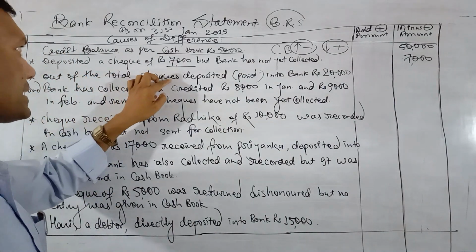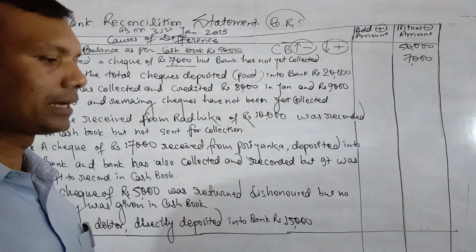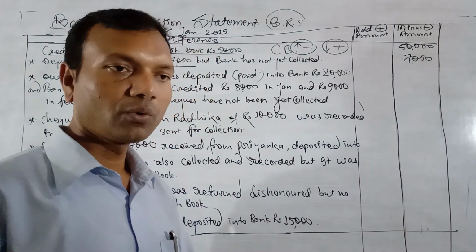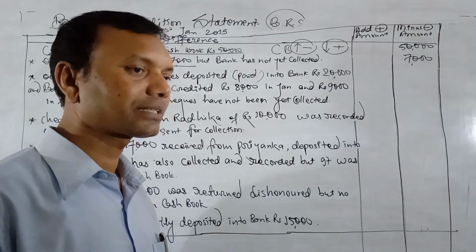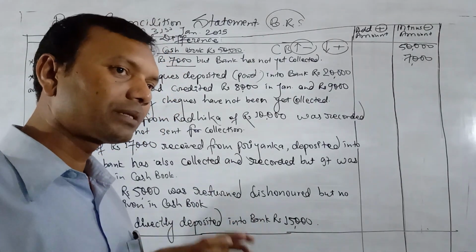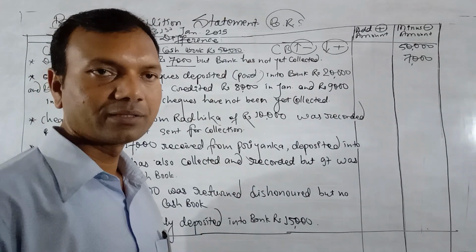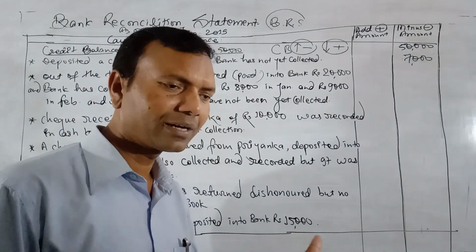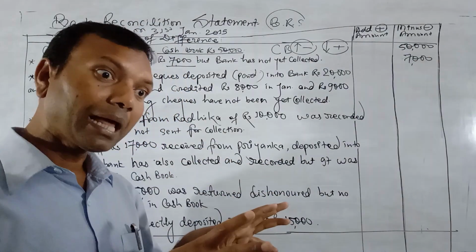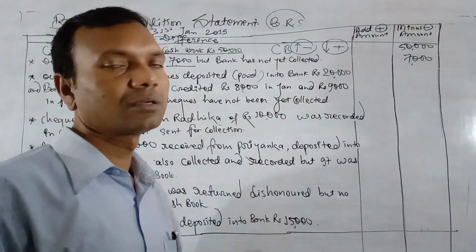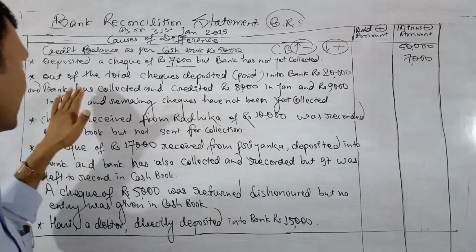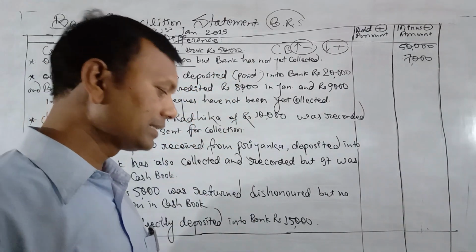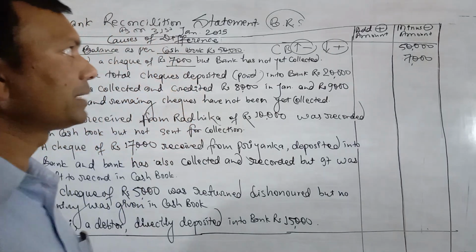Out of total checks deposited or paid into bank, we have deposited different checks into bank, one or two or three or four checks, many different checks, and the total amount of the checks is rupees 20,000. Now think. Bank has collected and credited rupees 8,000 in January and 9,000 in February.